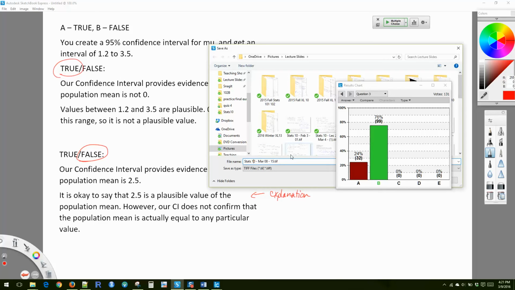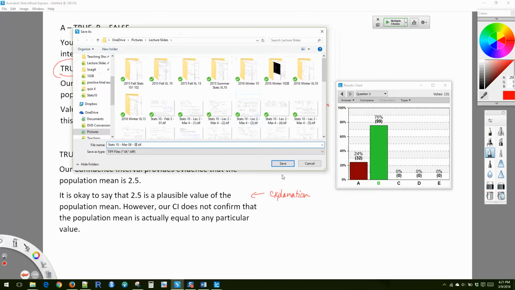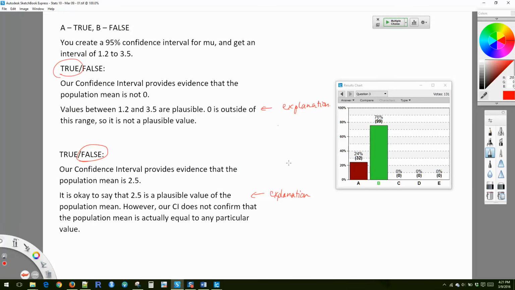Do we have questions on this? For both questions, there is a non-insignificant minority that got the question wrong. So I just want to make sure we're comfortable with this before moving on. So, yes, question. For the first of the two. Uh-huh.